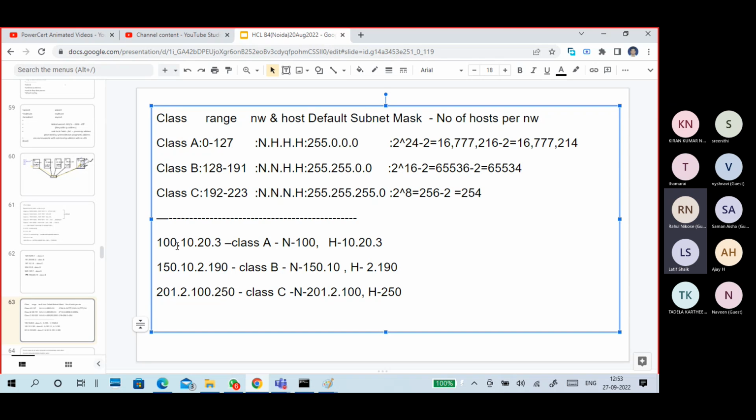You can see this is an example. This is class A. Identify first which class it is. It is a class A. In a class A, the network portion is the first portion, and the remaining become the host portion only. The host portion can be changeable within the network. If it's a class B, the first two portions are network portions and the next two portions are host portions. In a class C, the first three are network portions and the last one is the host portion.